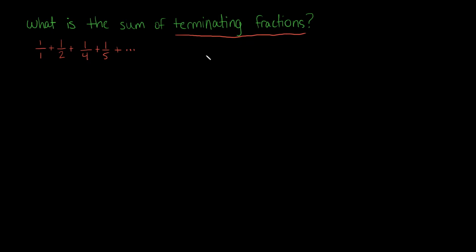So, for example, the fraction 1 divided by 2 terminates because 1 divided by 2 is 0.5, and then an infinite string of zeros, which we just write as 0.5. However, the fraction 1/3 is not a terminating fraction because its decimal expansion features an infinite string of 3's.